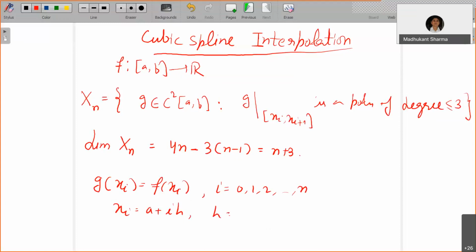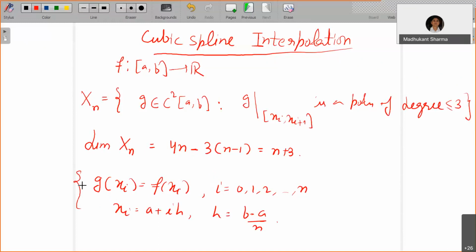H is equal to (b minus a) by n. So n plus 1 conditions are given to us, and you need to identify two more conditions. You require two more conditions to get the uniqueness. That we will deal with a little later. Okay, so let's first see how to construct such a G.